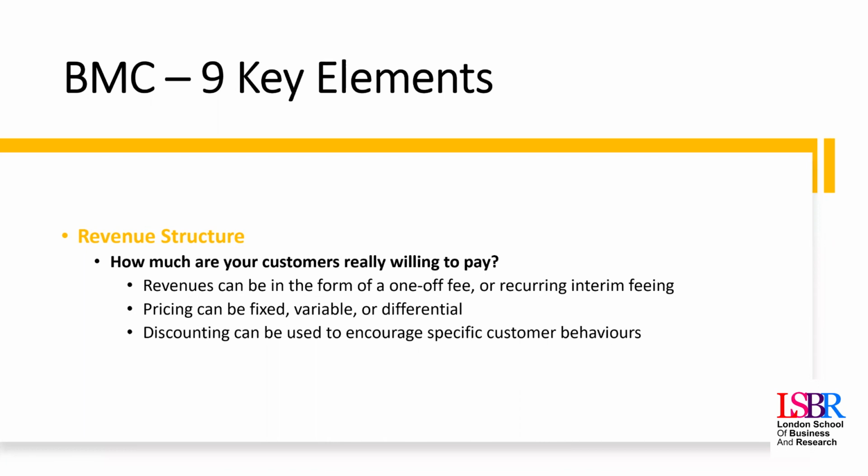Finally, we have what's called discounting. Now, discounting is used to encourage specific customer behavior. So again, some companies will say buy 2 and save 5%. Some of them will say buy 3, get 1 free. Again, that's discounting, okay? It's a way in which you're encouraging people to buy more of your products in return for giving them something back.